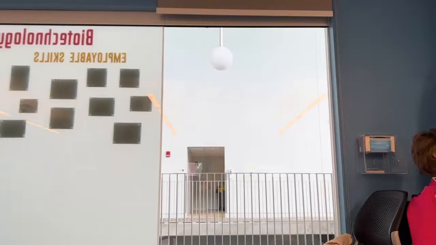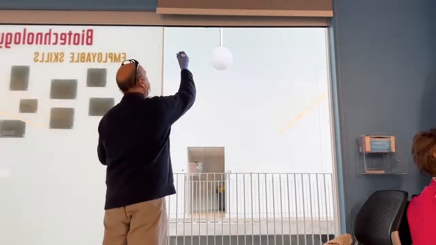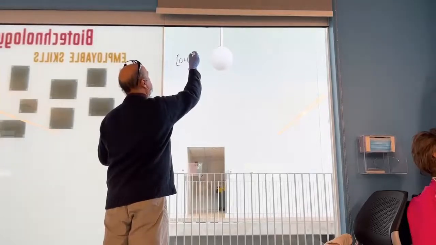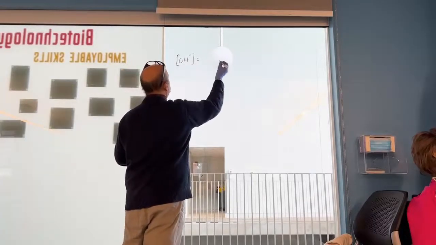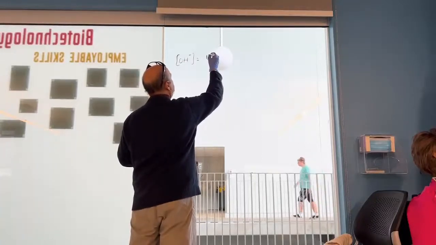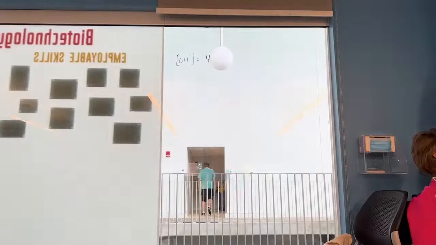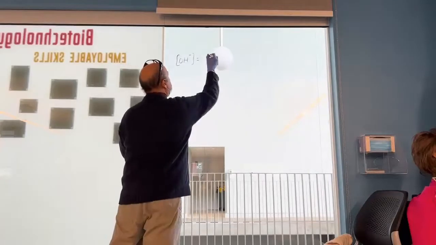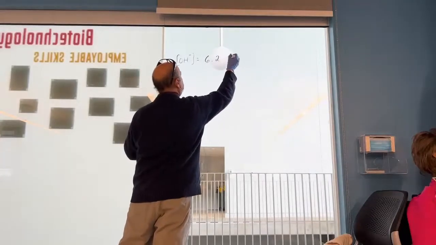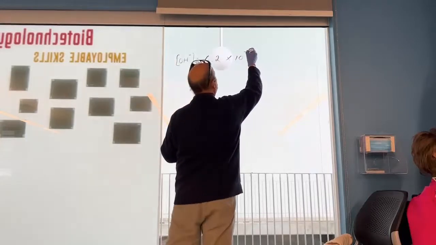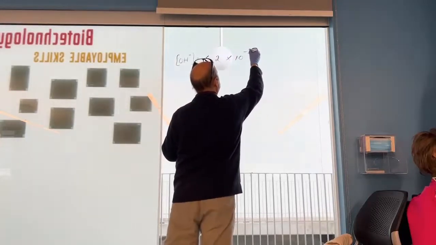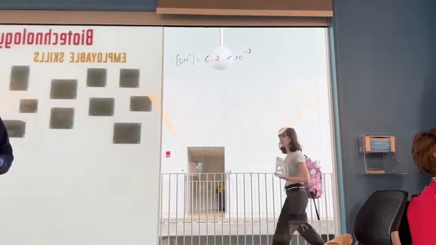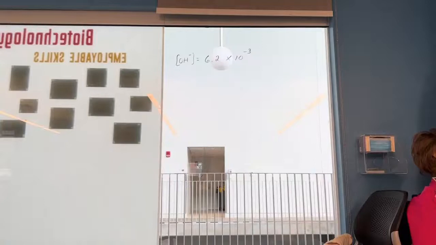So let's say that I give you a concentration of OH minus equal to... no, that's what we had before. So let me change it to a 6.2 times 10 to the negative 3. So somehow we were on a different planet where they don't measure hydronium, they measure hydroxyl.